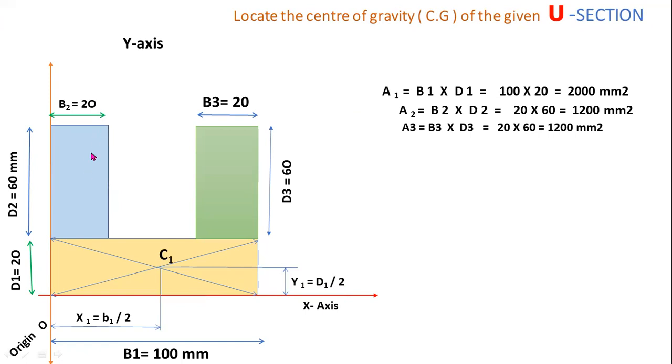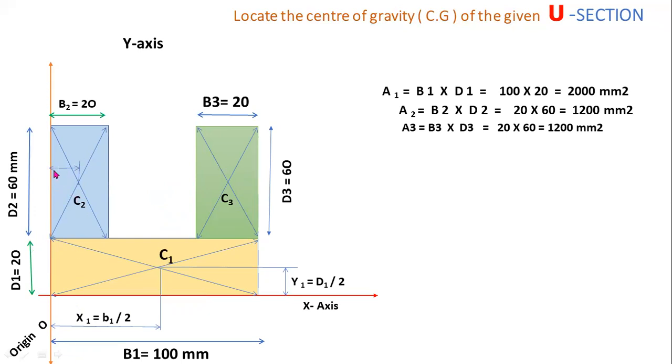Now I am drawing the diagonal lines for this second section for locating the centroid C2. This intersecting point is the centroid of the second section. C2 is the centroid. Now I am drawing the diagonal lines for this rectangle for locating the third centroid C3. C1, C2, C3 are the individual centroids, whereas CG is the centroid or center of gravity of the entire section.